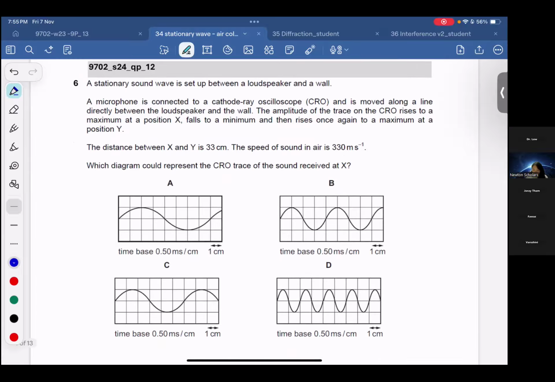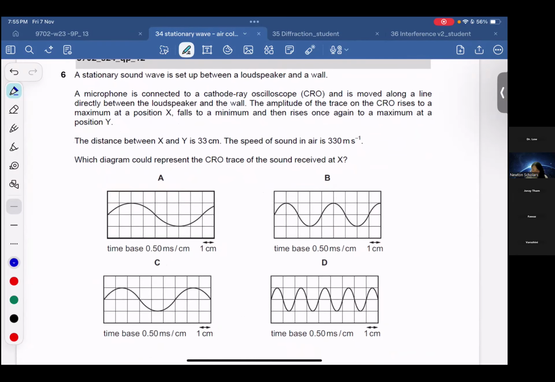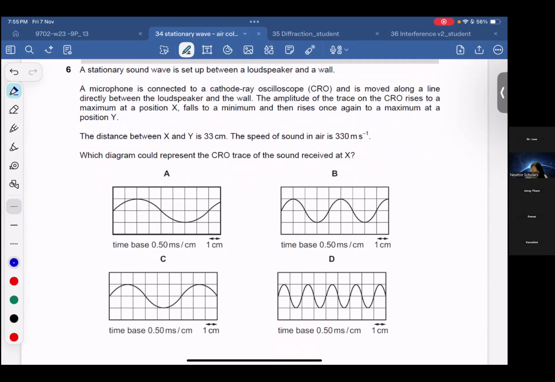A stationary sound wave is set up. A loudspeaker and the wall. The microphone is connected to a CRO and it moves along the line between the loudspeaker and the wall. The amplitude on the CRO is raised to a maximum at position X. Then after that, it falls to a minimum and then rises again.